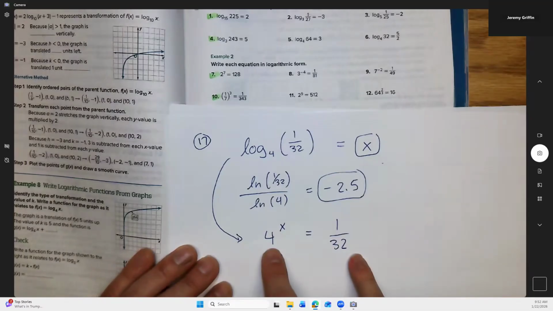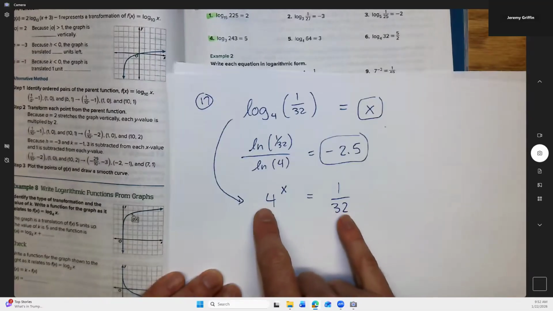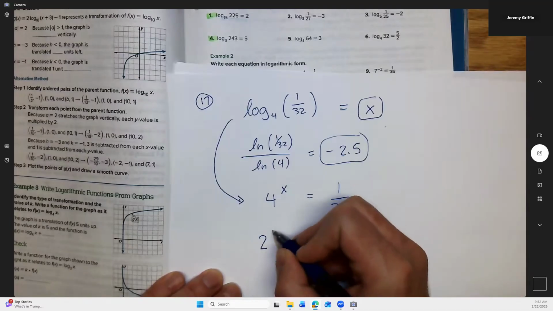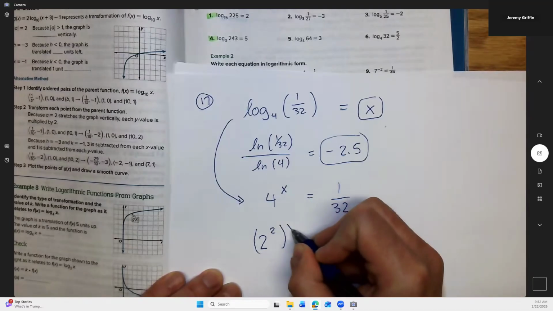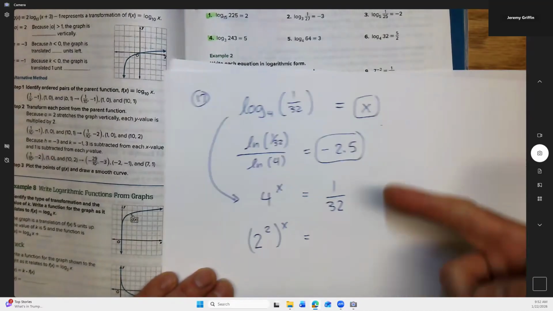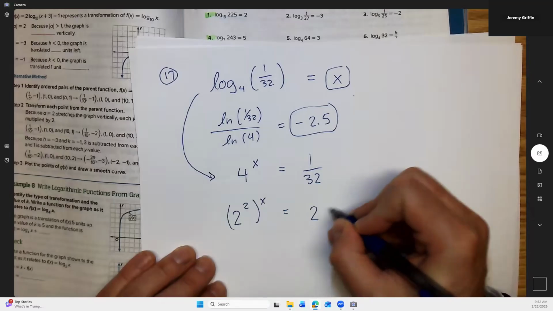Okay. Now, here's where it's a little weird. 4 and 32 have what in common? Yeah, 2. It's a power of 2, isn't it? So isn't 4 like 2 squared? Now I'm going back to model 7 type thinking, right? I'll also get to this answer. And 32, guys, that's 2 to the what?